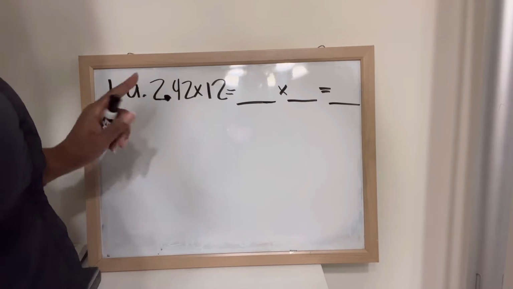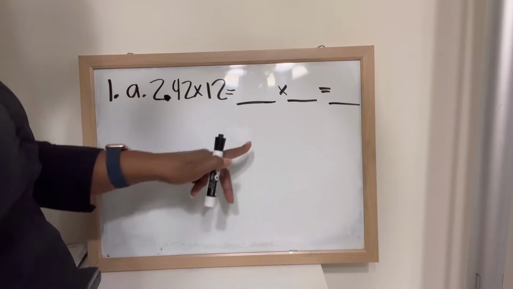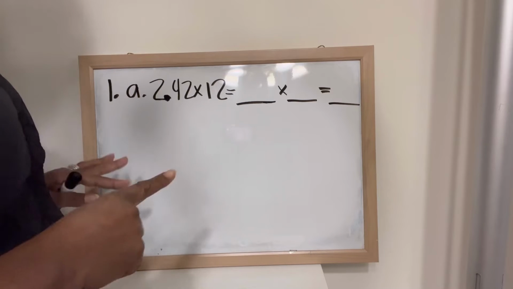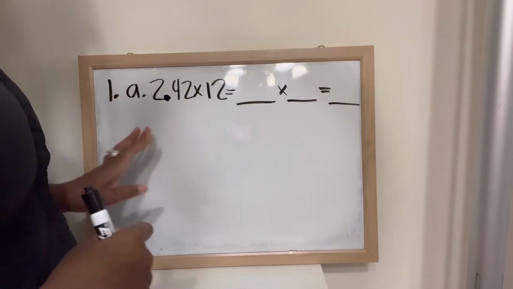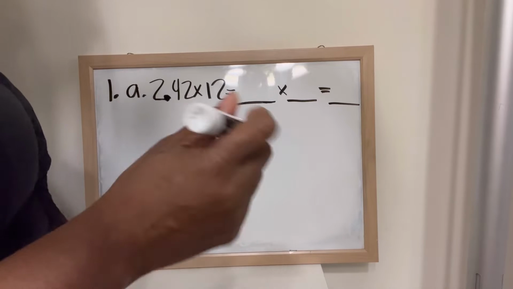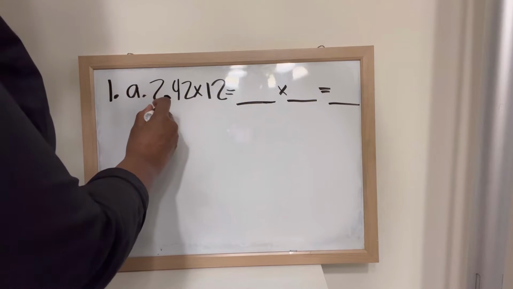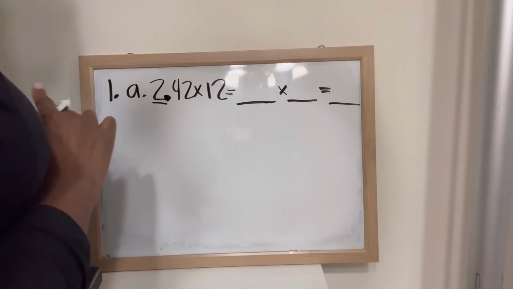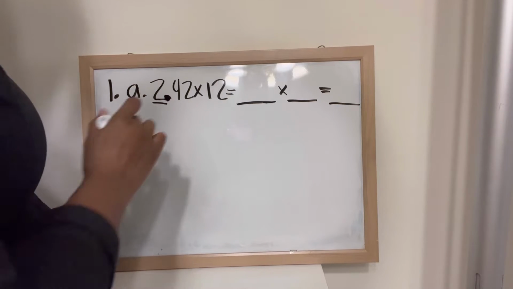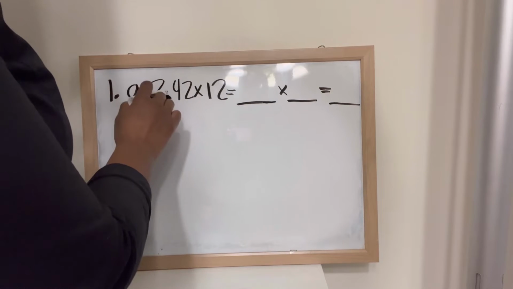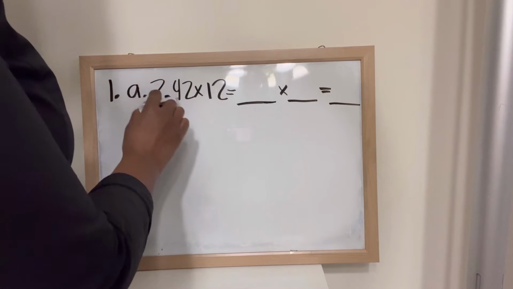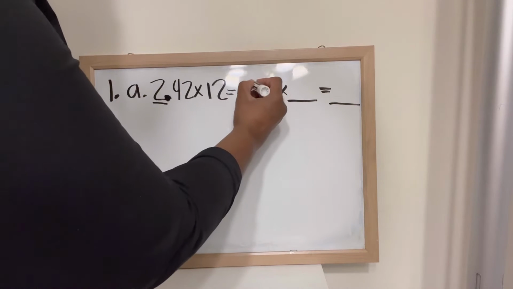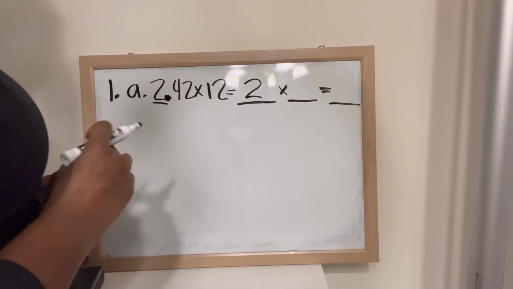So for 1A, we have 2 and 42 hundredths times 12. Students need to round these numbers. When you look at your decimal number, your first digit is 2, and this 2 is in the ones place, so you're going to round to the nearest one. 2 is between 2 and 3. We look at the digit behind the 2. It's a 4, so 4 is going to cause the 2 to round down to 2.